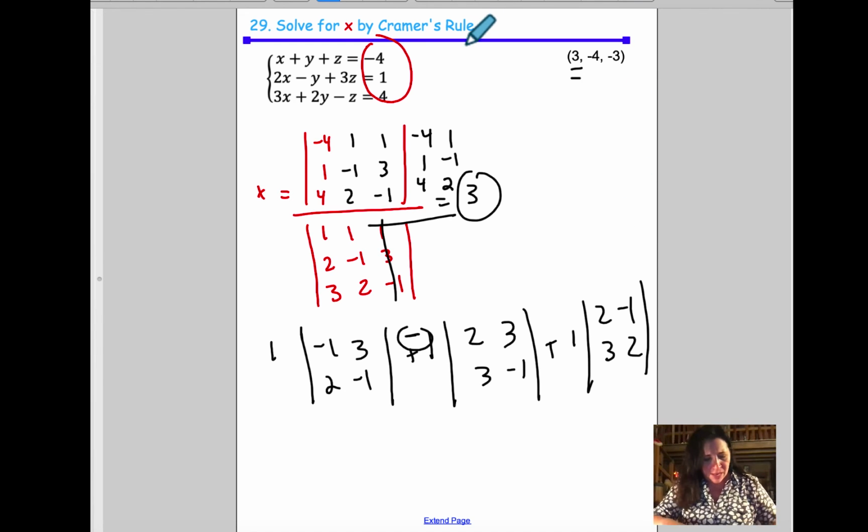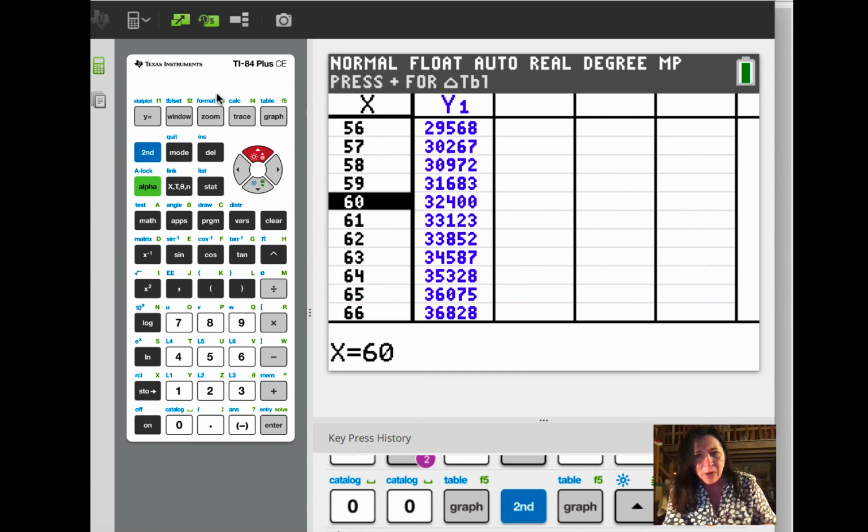I will say that I'm going to show you how to do this really quick on the TI-84. It looks like I've got 1, 1, 1, 2, negative 1, 3, and 3, 2, negative 1. That's negative 4, 1, and 4. Because this works for a 2 by 2, 3 by 3, whatever. So we would go second, quit, all right?